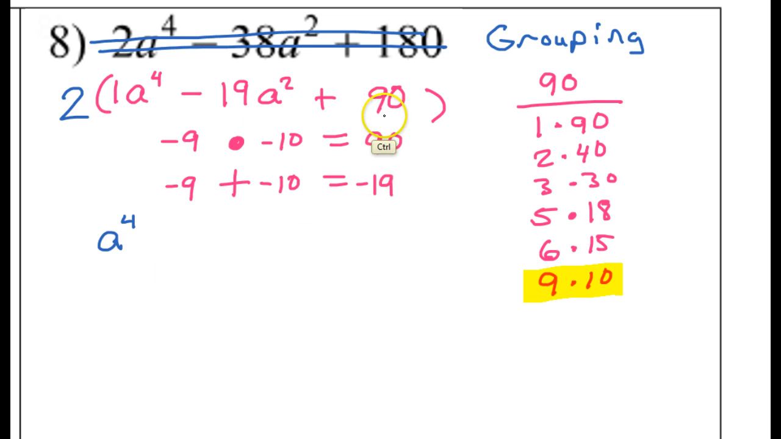Okay, look at the last term. I'm just going to bring that straight down. So you see that plus 90? I'm just bringing that straight down. Now the middle term is negative 19a squared.